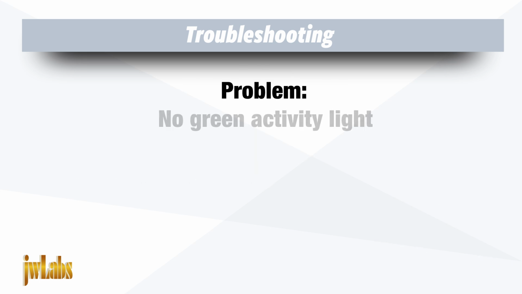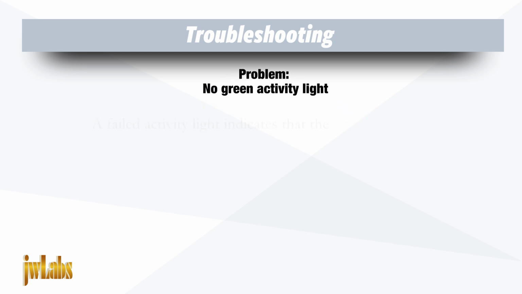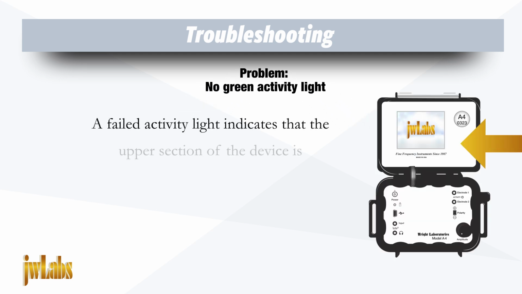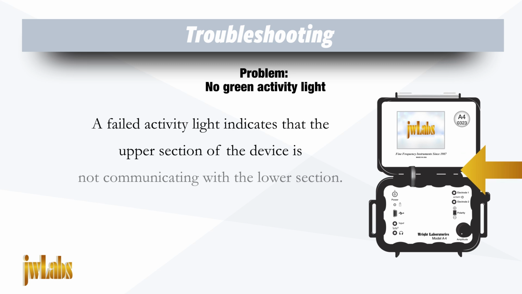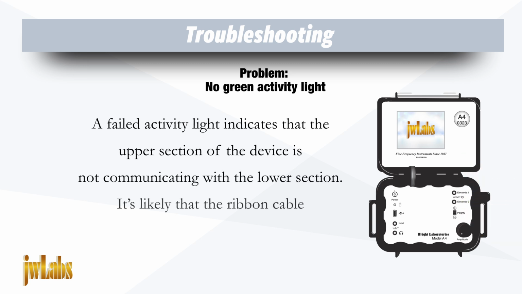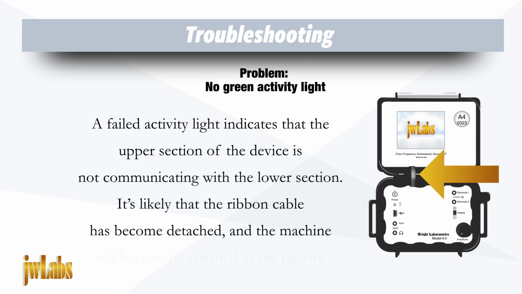Problem: no green activity light. A failed activity light indicates that the upper section of the device is not communicating with the lower section. It's likely that the ribbon cable has become detached and the machine will have to be repaired at the factory.